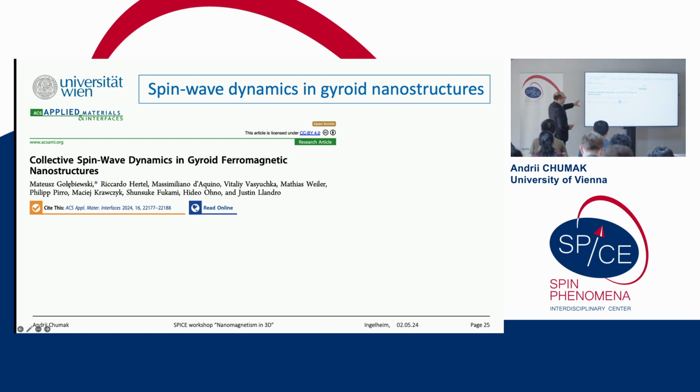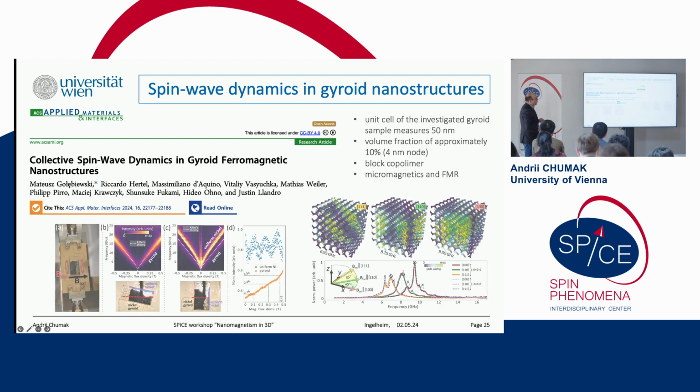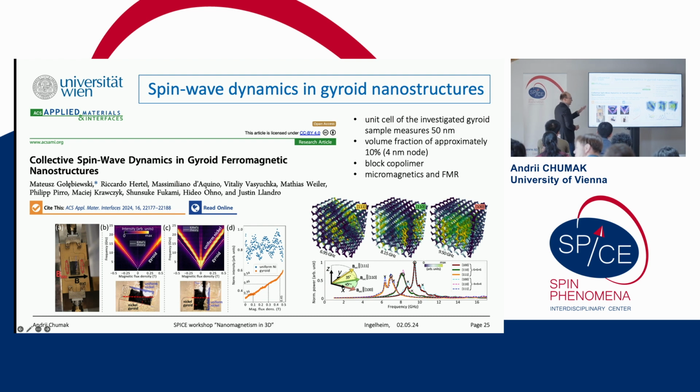So this is a paper which I just mentioned at the beginning. It's Kaiserslautern, and Maciej Krawczyk also did simulations. Justin Llandro made the structures in Japan. And what they did, I'm not a material scientist, but they say I should say block copolymer. It's a self-assembled polymer where you can get a really big structure, and then you fill it with nickel, with a 50 nanometer period, and the size of the node here is 4 nanometers. So it's really true 3D and very big, and you can choose different materials. I think this is a very interesting technique.